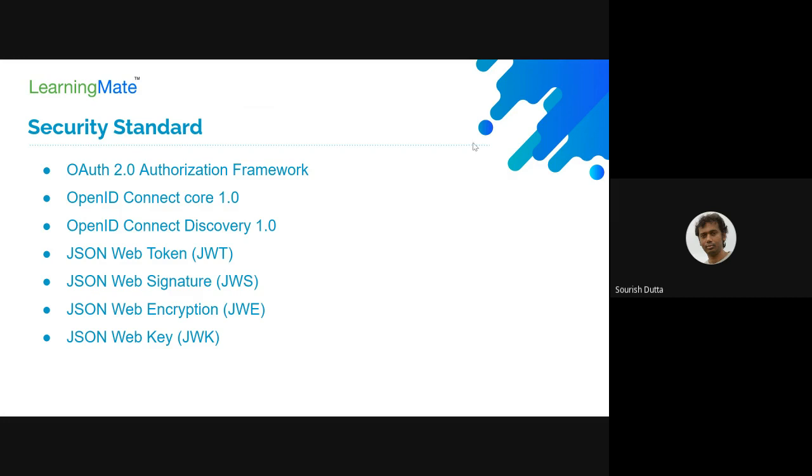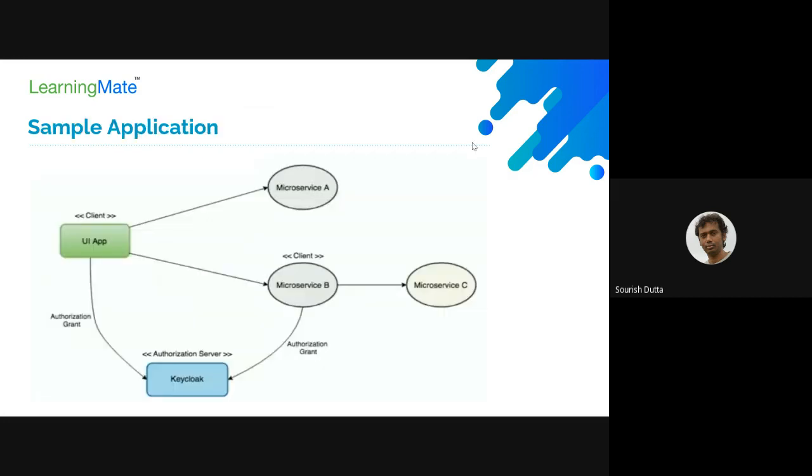Now here we can go to this sample application structure, where the application structure is very simple. Here we have one UI application, it does the authorization grant. The authorization server is Keycloak, an open source authentication and authorization service. So with the authorization grant, it will get a particular token, and then it is going to call either microservice A, microservice B, and from microservice B you can call microservice C.